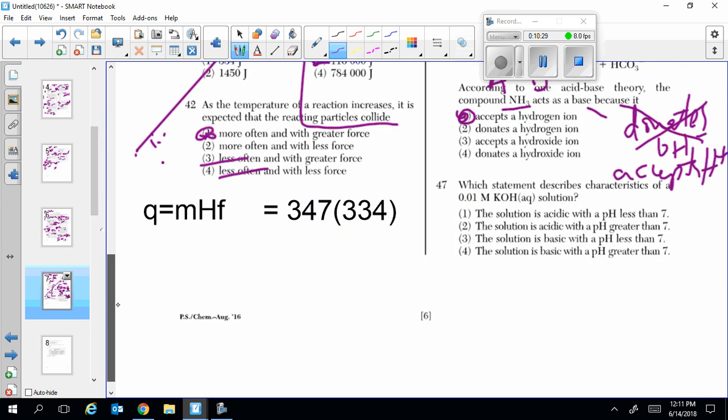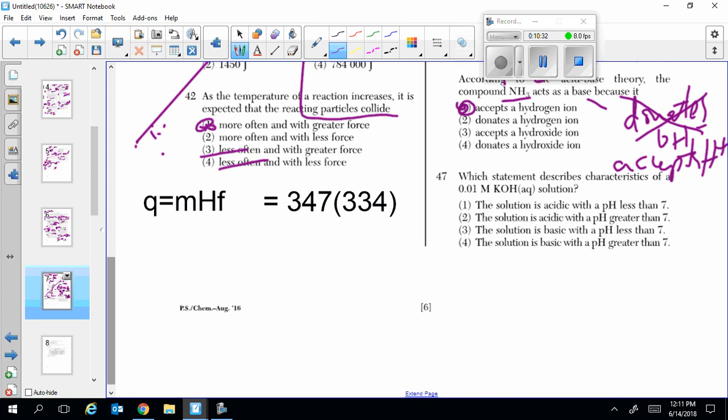All right, next one. Which statement describes a characteristic of a KOH solution? KOH is a metal with an OH, so that's an Arrhenius base. So it's not acidic, it's basic, and bases have a pH greater than 7.